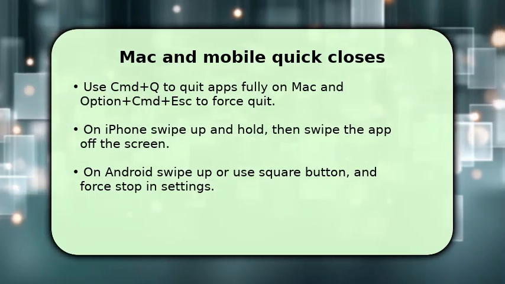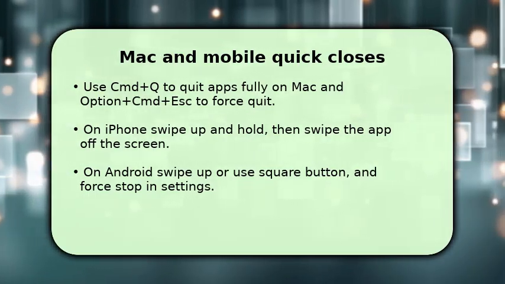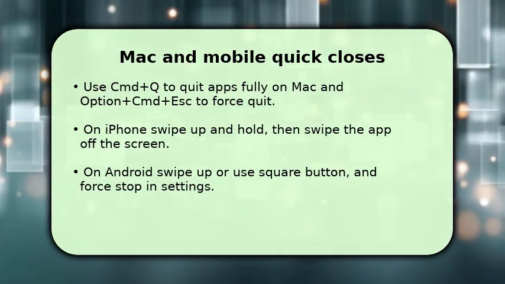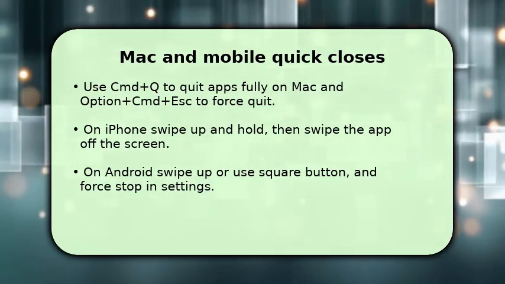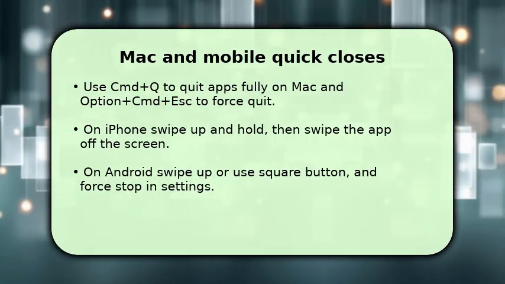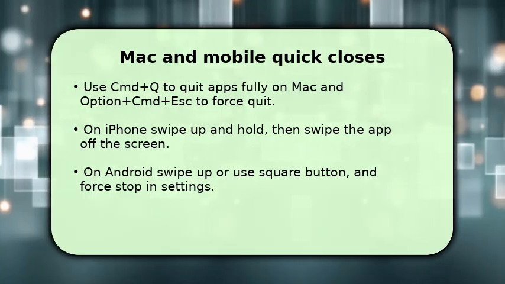On iPhone, swipe up from the bottom and hold to reveal recent apps. Swipe the app off the top of the screen to close it quickly. On Android, swipe up or tap the square button to view recent apps. Use Settings, Apps, Force Stop when swipe does not resolve persistent background activity.